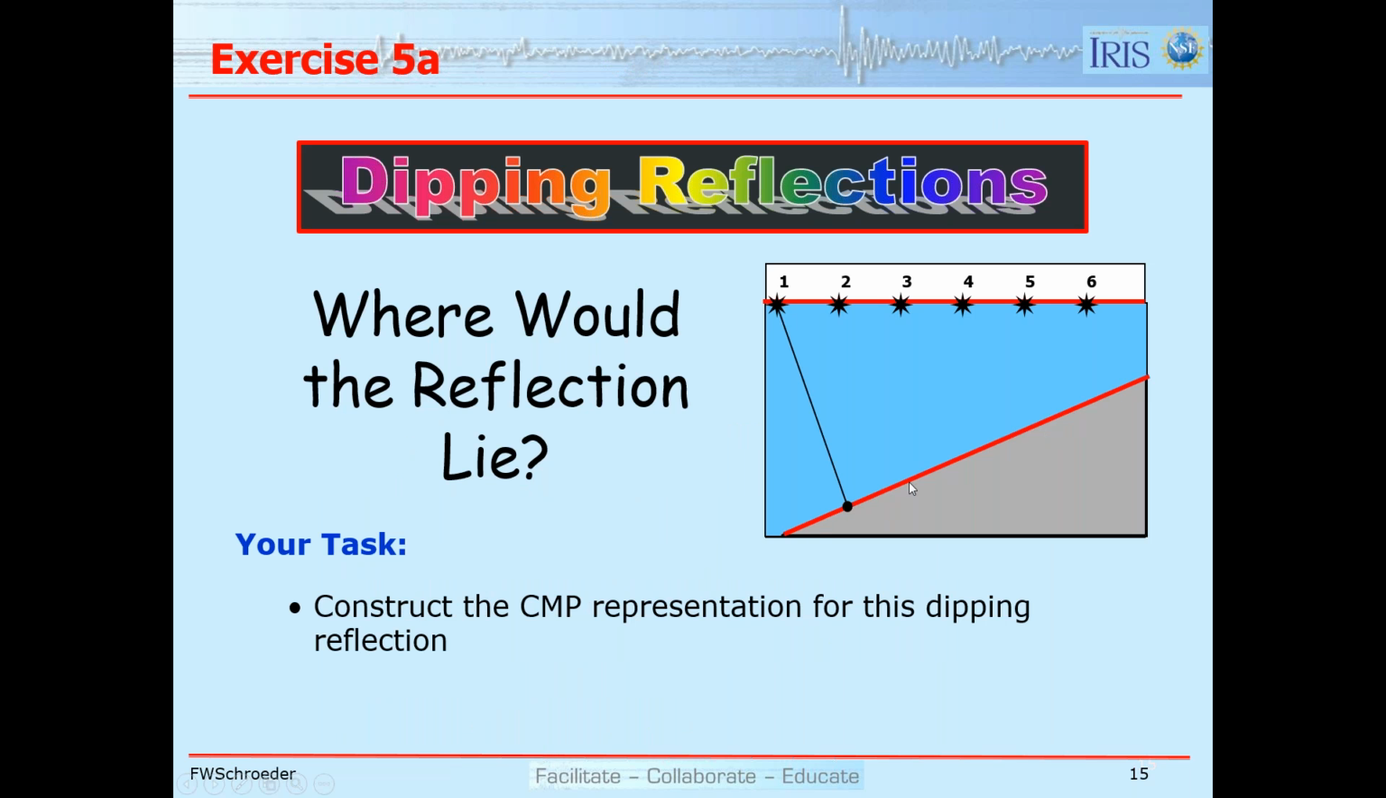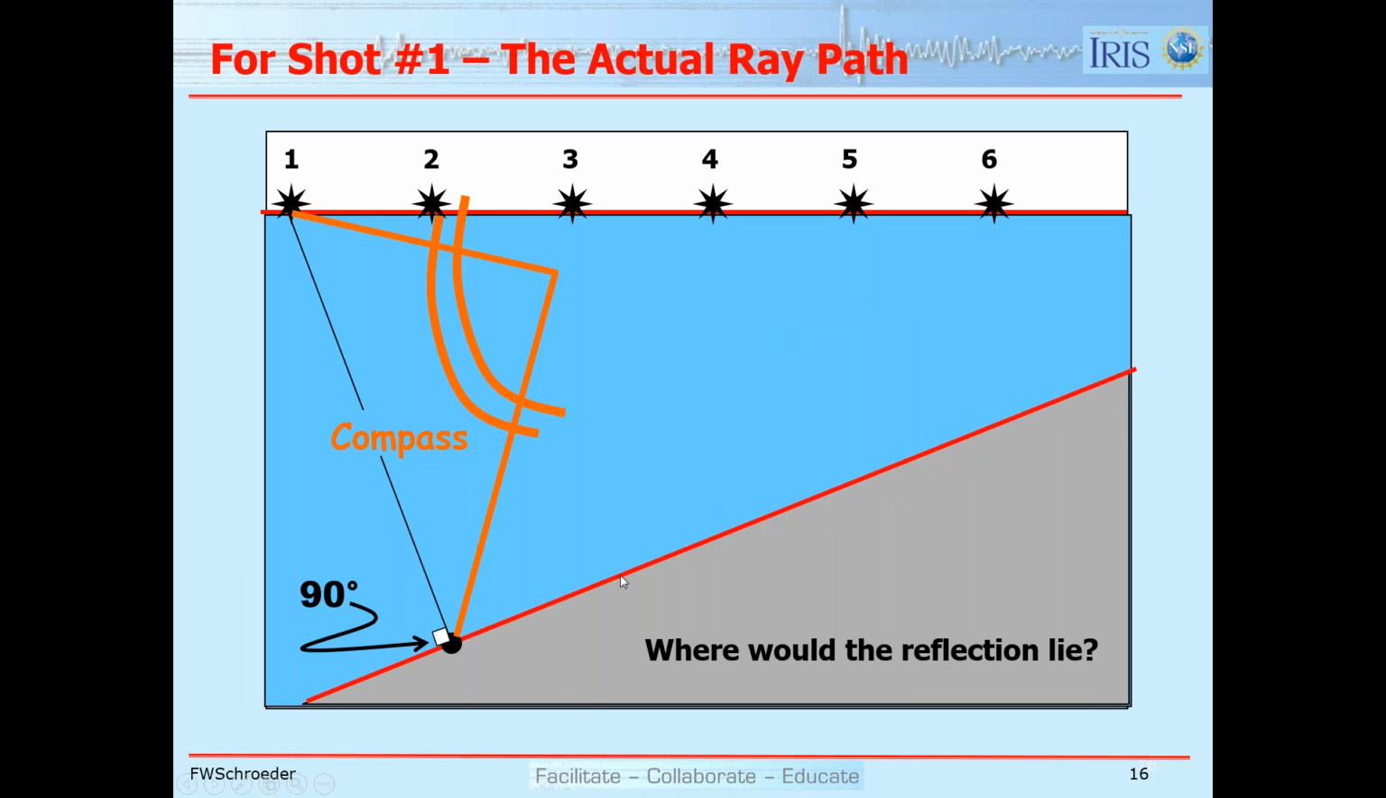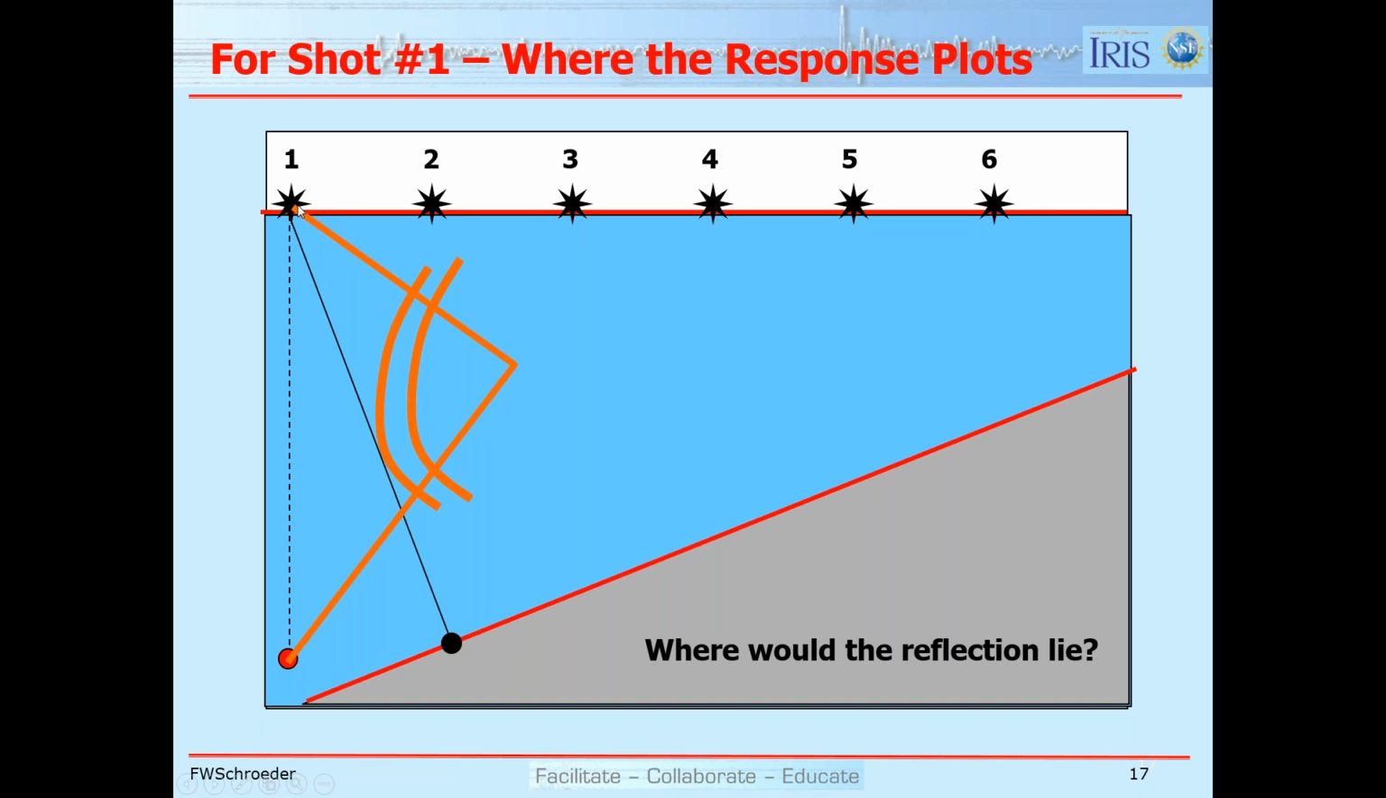One is to calculate, given an inclined reflector, where the actual seismic event would show up on a 2D seismic line. As a little hint to how we would do that, if we have a shot and receiver here, we're going to assume 0 offset. The energy would go down, hit this at 90 degrees, bounce and come back up. We can use a compass to control that distance on the diagram. And then where would it be positioned? It would be positioned under the shot receiver pair at location 1 at the same time.